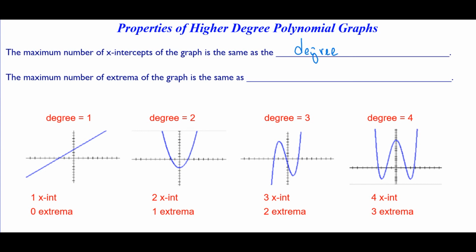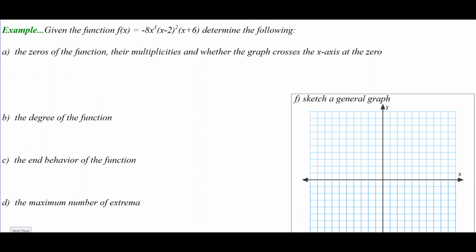And the maximum number of extrema of the graph is the same as the degree minus 1, so 1 less than the degree. What we want to be able to do here is take a look at this equation. We want to find the zeros and the multiplicities, whether or not it's going to cross the axis, give the degree of the function, the end behavior of the function, the maximum number of extrema, and then give a general sketch of the graph.